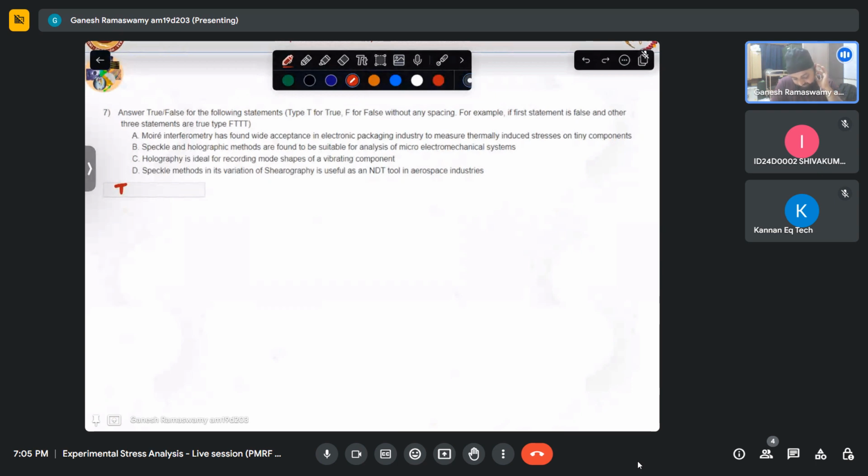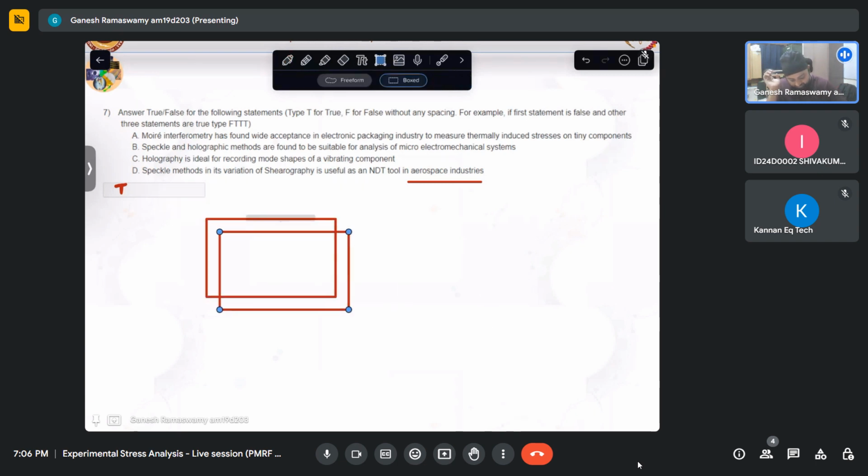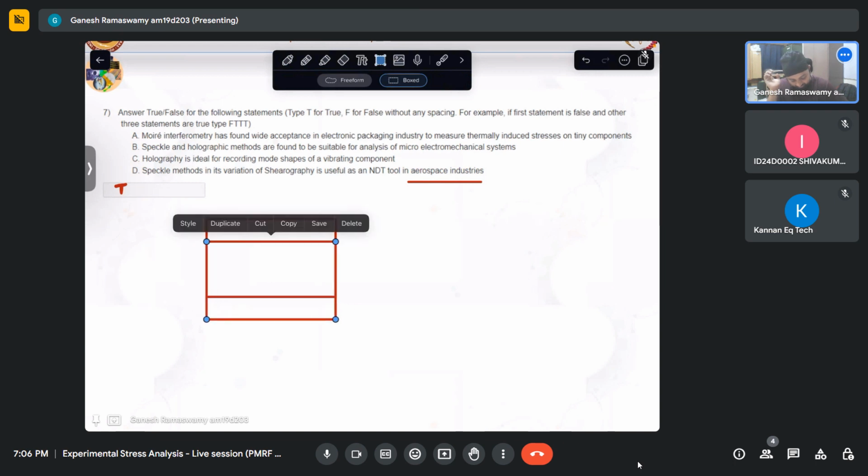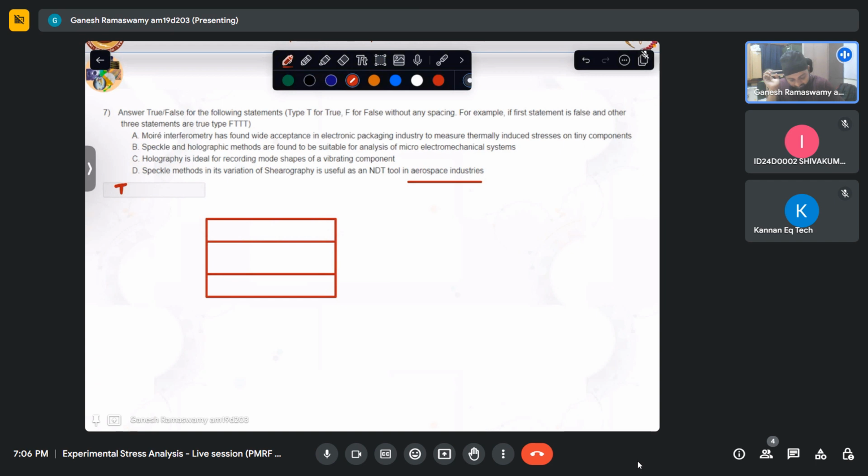Speckle methods in its variation of stereography is used as an NDT tool in aerospace applications. Because aerospace applications have a lot of laminates and composites coming up, what happens is if there is any delamination between the two. For example, assume a component has a cross section like that, and let us say that it is essentially some composite. So we have some bonding that has happened here.